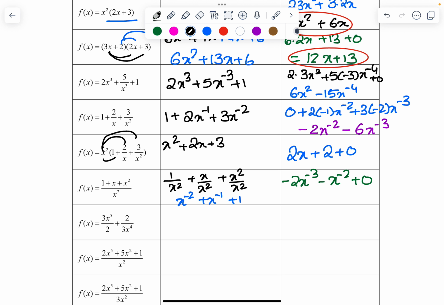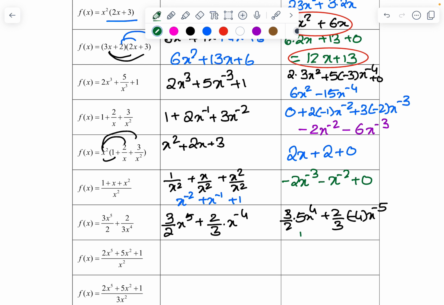Then this is 3 upon 2 times x power 5 plus 2 upon 3 times x power negative 4. So the answer is going to be 3 upon 2 times 5x to the power of 4 plus 2 upon 3 times minus 4 x power minus 5. If you want to simplify it further, it becomes 15 upon 2 x power 4 minus 8 upon 3 x power negative 5.